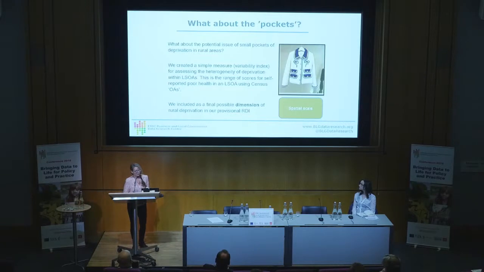Okay, so what about the pockets? I mentioned small pockets of deprivation earlier on that are hypothesized to be relevant to rural deprivation. We created a new, very simple measure to look at variability within LSOAs, the small geographic areas. And this uses the range of scores from the census. So the census is measured in OAs, and not much else is measured in OAs. They're really small geographic areas. So there are about six OAs in most LSOAs. So we took self-reported poor health, and we looked at the range of scores for the OAs within the LSOAs, and adjusted it a bit, and came up with the variability index. So we've included this as our fourth possible dimension in our index.